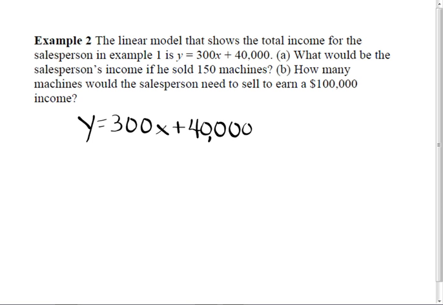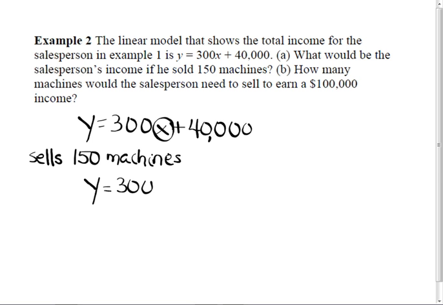What would be the salesperson's income if he sold 150 machines? How could I do that? How could I find out? Where do I put 150? I put it in this formula, 150 times what? Andrew, you're right, I think. Yeah. That's what X is. That's how many machines you have. So you substitute it in there. And 150 times 300 plus 40,000. I suppose you guys want a calculator, don't you?